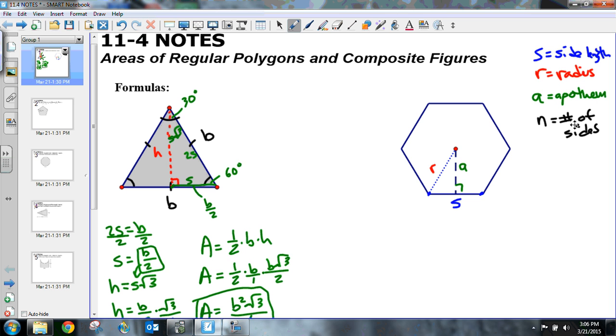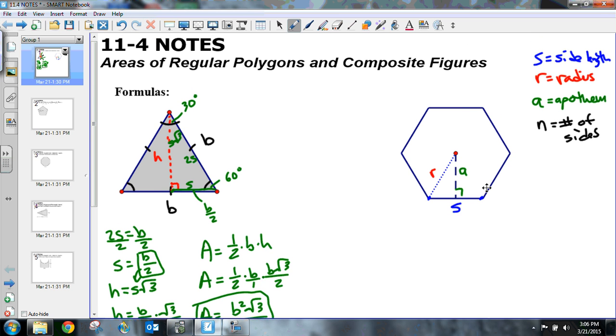I'm going to show you kind of a shortcut. There is a way to do it that works for everything, but that involves quite a bit of work to solve for the other variables, given one of these. So I'm going to show you three different formulas that you can use to find the area of a regular polygon, given either the side length, the radius, or the apothem.